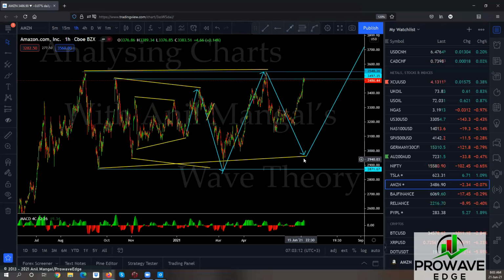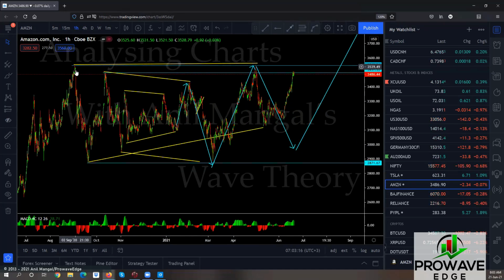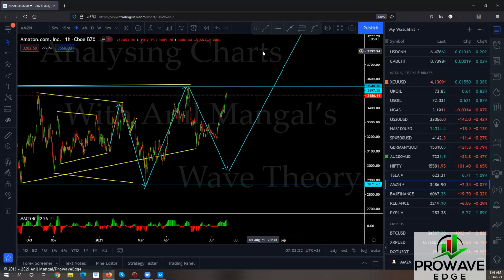So the question is, can we look at this as the impulse? Just that piece there, not the whole piece like this. And I think, yes, you can do that, which means it's not coming to this level. And we might be starting that up move already, right? Now, I still need confirmation of that.